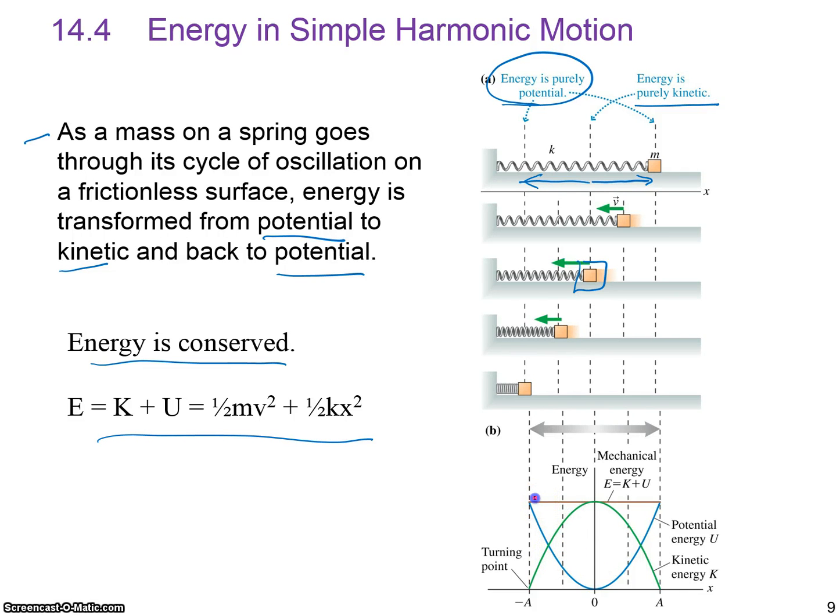Once again, at the ends of the travel, you have maximum potential energy. As it goes past equilibrium, in either direction, it has maximum kinetic energy. So the potential energy, when you start out, goes to all kinetic, then goes back to all potential, goes back to all kinetic, back to all potential, and transfers back and forth.